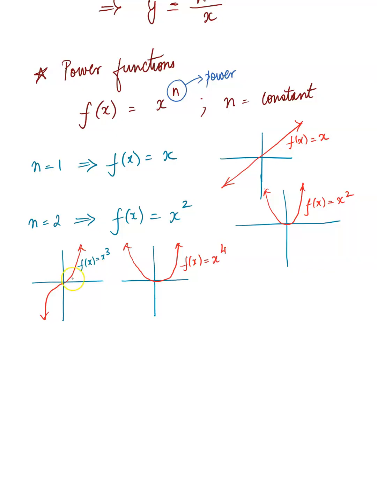X power 5 would look very much like x cubed, but it's going to get flatter. And we've observed this phenomenon in pre-calculus. We talked about multiplicity and all that. So again, go ahead and refresh that.